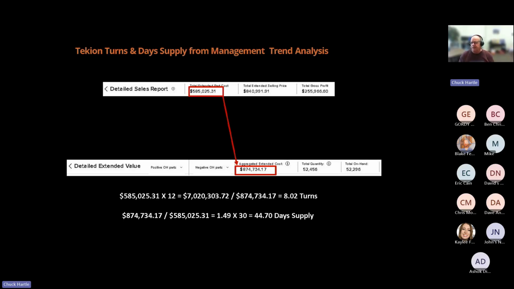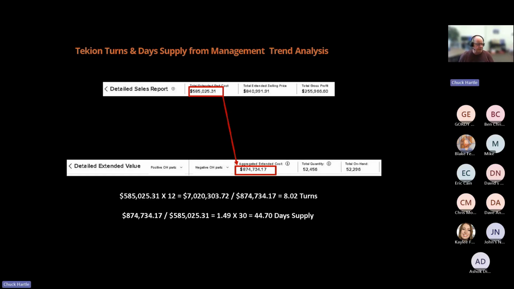Now with Tekion, they actually have 2 canned reports, the detailed sales report. You can go in and isolate your date range, like the month of July, which is what I did here. I was able to take the detailed sales report and say, show me all extended cost, sale, and gross profit for the month of July. Then they had a detailed extended value report, which was easy to run. I could put the two together and calculate out their actual turns and their days supply. Again, these are 2 easy to run canned reports if any of you happen to be on Tekion.